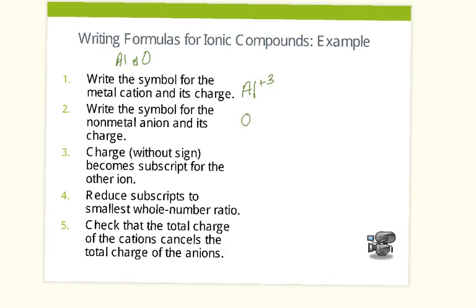Oxygen is in group 6A, and it will always have a negative 2 charge. Okay, so we write the symbol for the nonmetal anion and its charge. Now we write them, the metal with its charge and the nonmetal with its charge. We rewrite it, and then we're going to do something called a crisscross. So the charge without the sign becomes the subscript for the other ion.